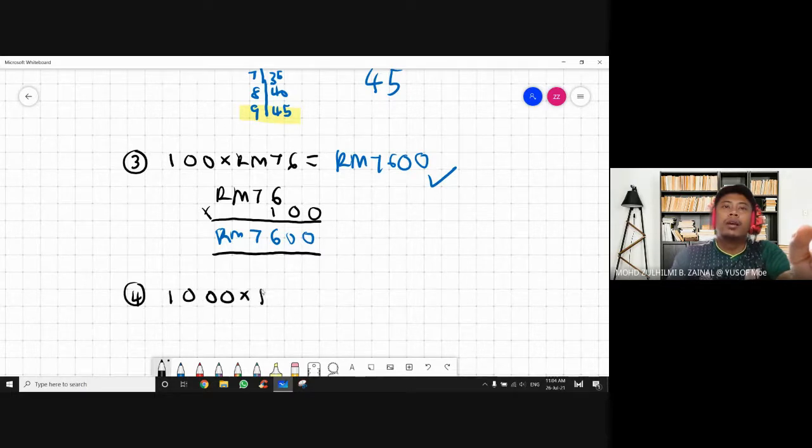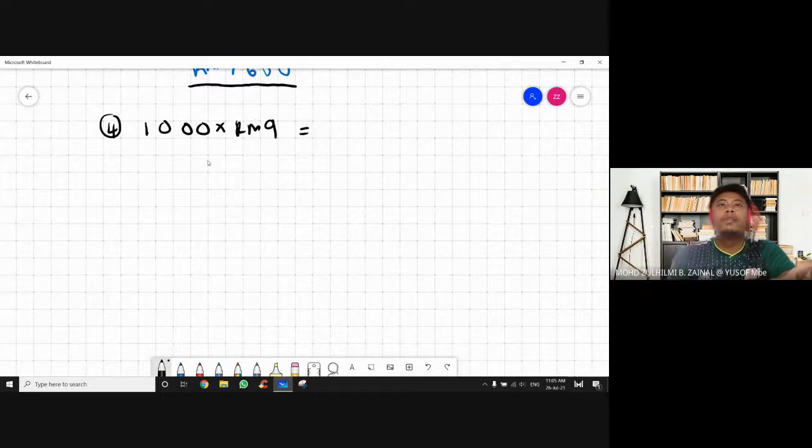1,000 times RM 9. Okay, so do it as usual. RM 9, you can write it like this. Times 1,000. Don't miss the number. Jangan silap tulis number pula.